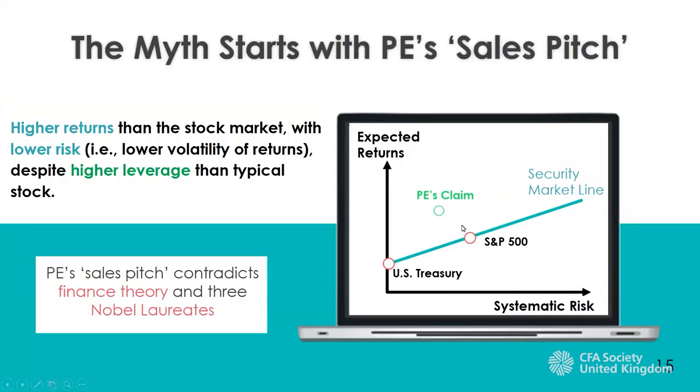So let's talk about the overriding theme of myth. Some of you remember these types of charts from your CFA studies. And if you look at a chart of expected returns and risk, of course, you see that the more risk you have, you're probably looking at a higher expected return. Interestingly, the private equity business claims they have lower risk, as you can see in this green circle, and higher returns. That particular sales pitch basically contradicts established finance theory and the papers of several Nobel laureates.